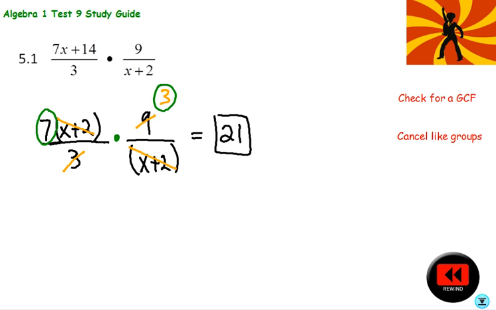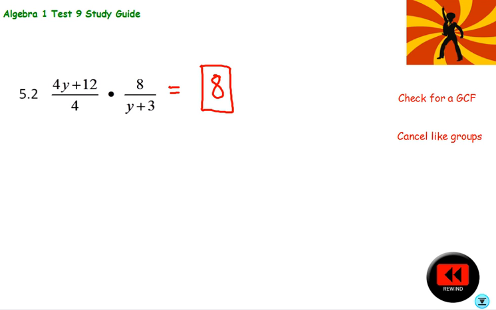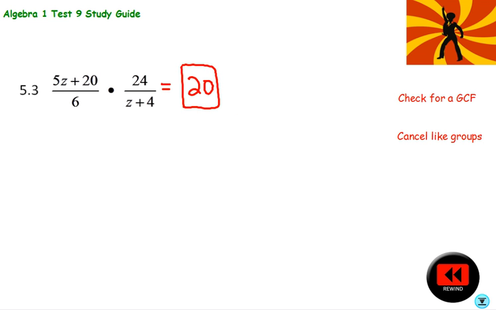All right, so let's see what you got. For 5.2, you should have got 8. And for 5.3, you should have got 20. So hopefully you got 8 and 20 as your answers. If you did not, again, pause and ask for some help. I know I keep saying that.